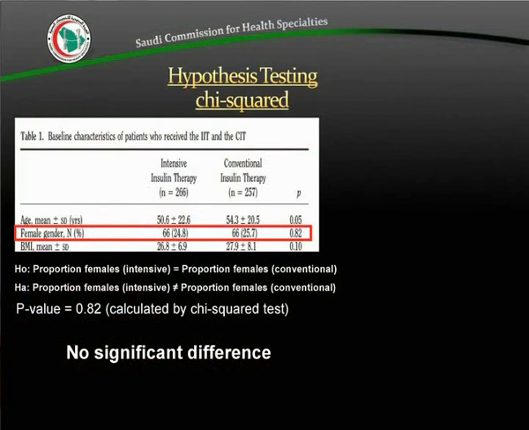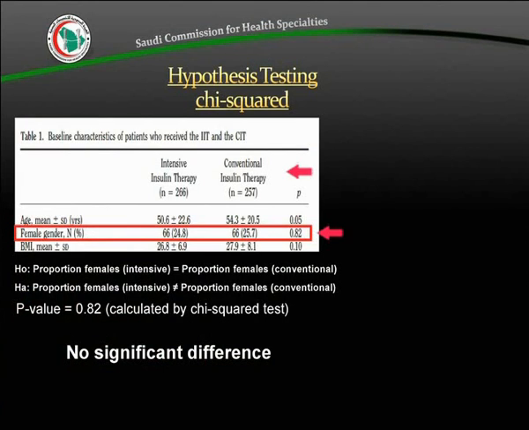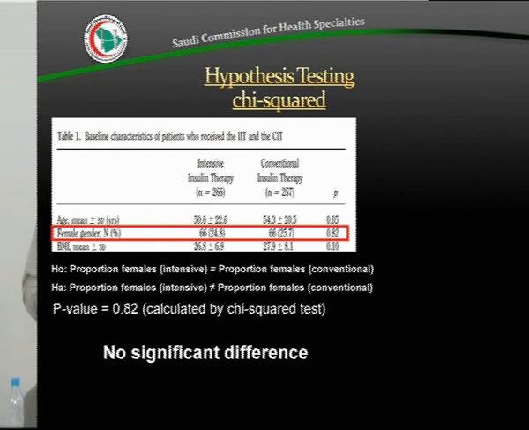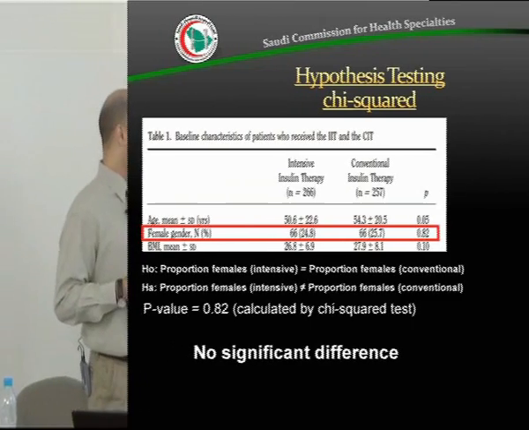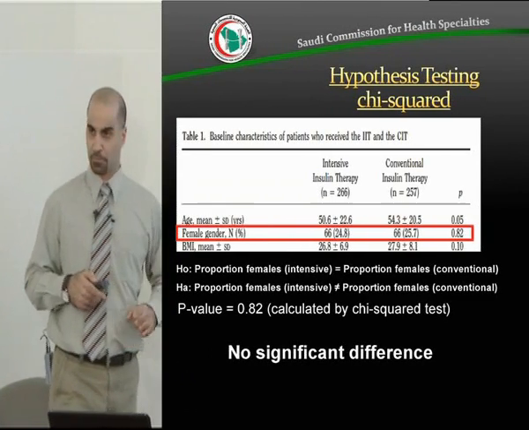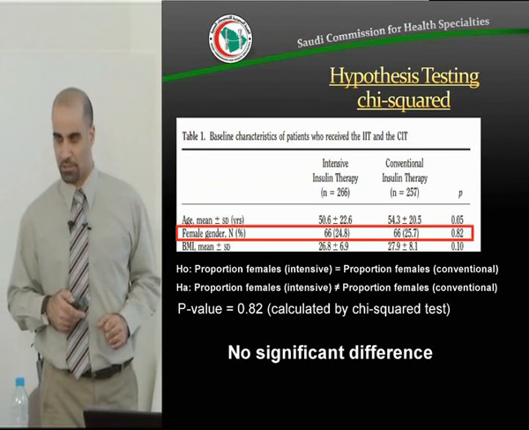I want to compare the gender distribution between intensive insulin and conventional insulin. Now, I have a p-value here. It was 0.82. What does it mean? Is there a significant association between gender and the therapy or not? 0.82 is above 0.05, meaning there is no significant association.